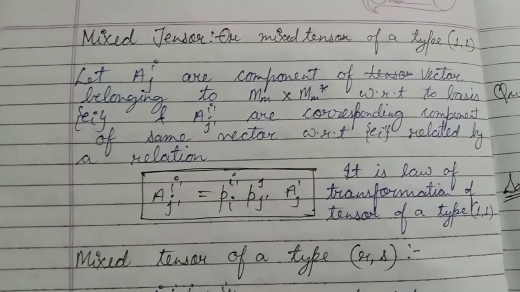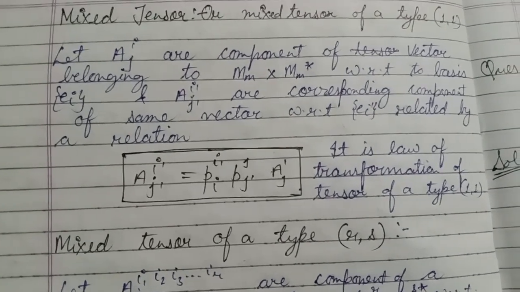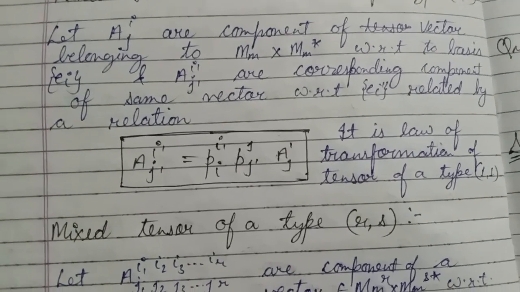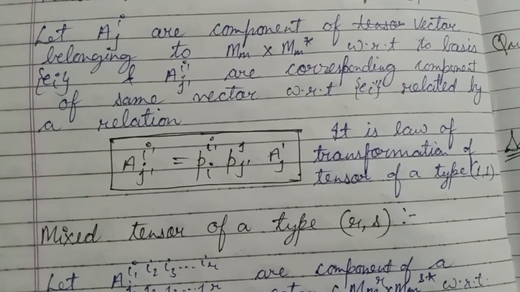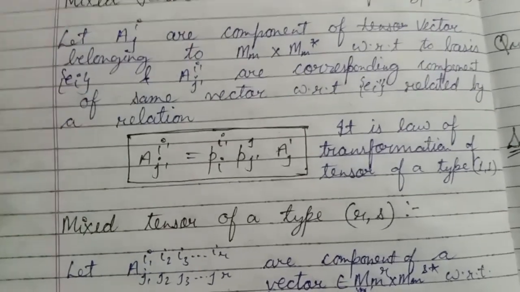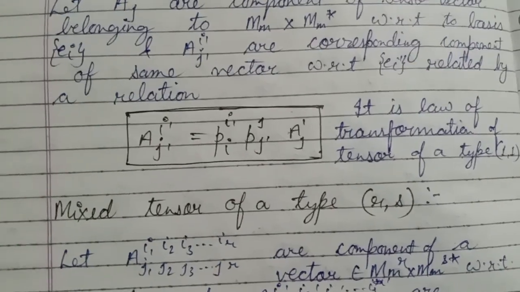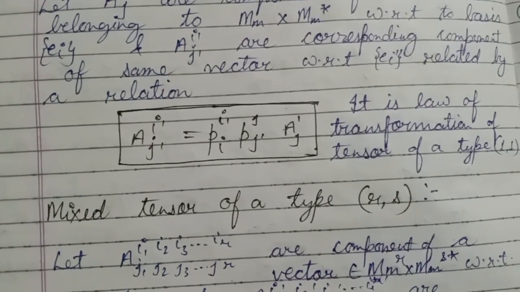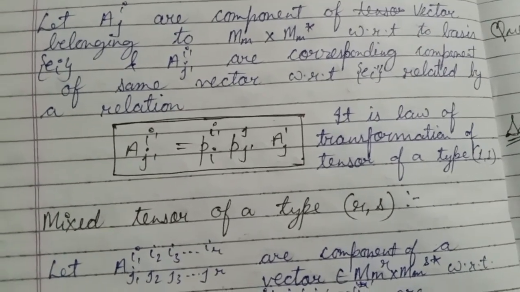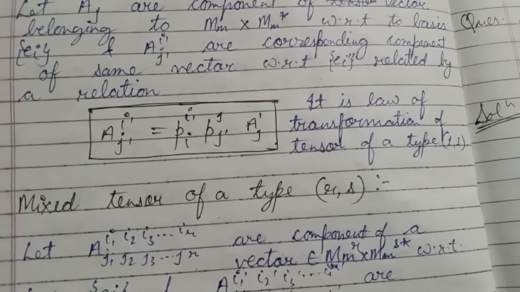And now we will learn about mixed tensor, or mixed tensor of type 1, 1. Let aij be components of a vector belonging to Mn into Mn star with respect to basis ai, and ai dash ji dash be the corresponding components of the same vector. Here ai dash is covariant and ji dash is contravariant, related by a relation, and the relation is also given as the law of transformation of tensor of type 1, 1.